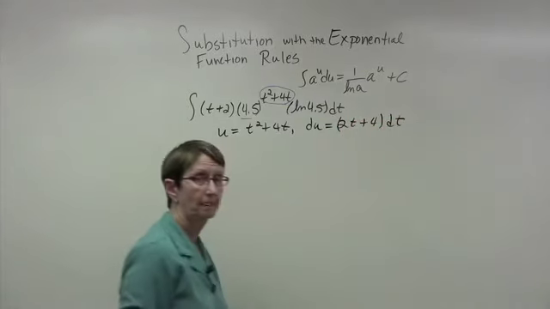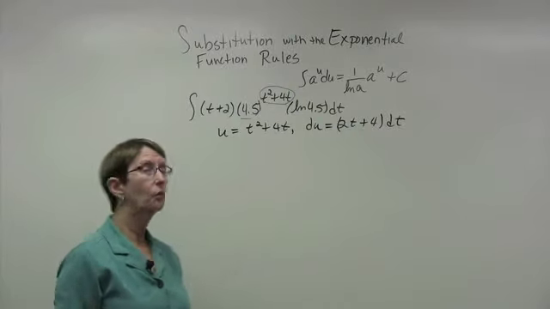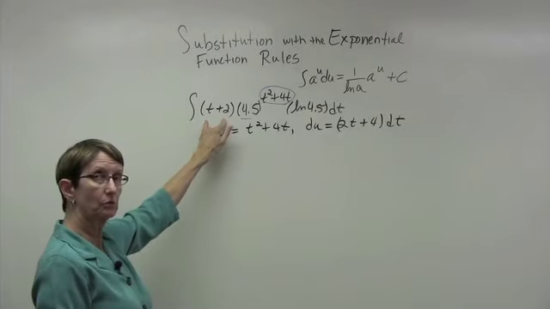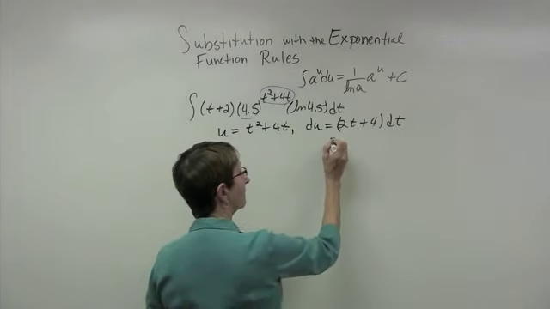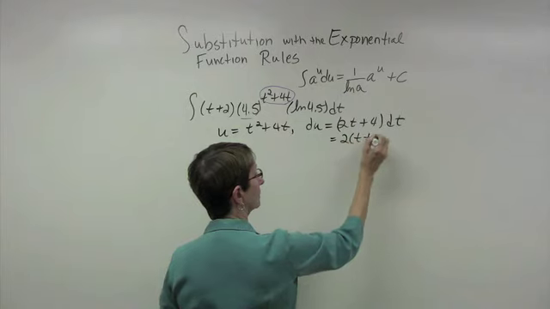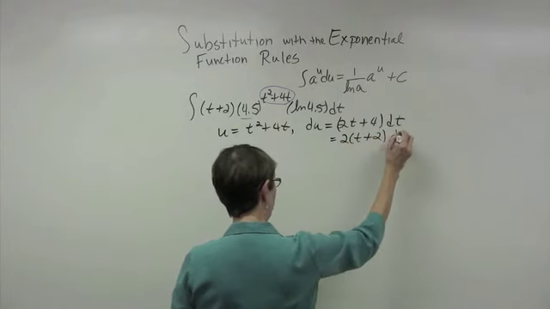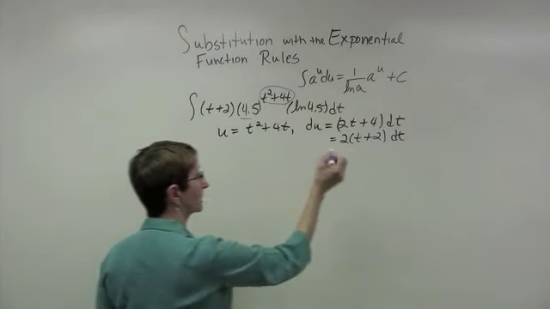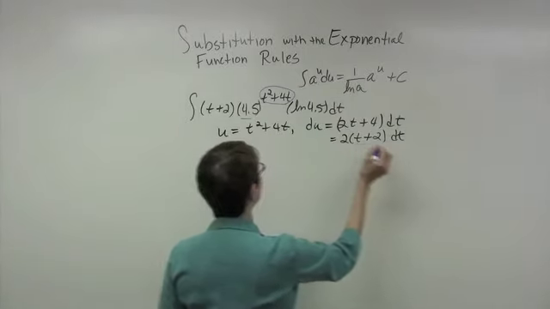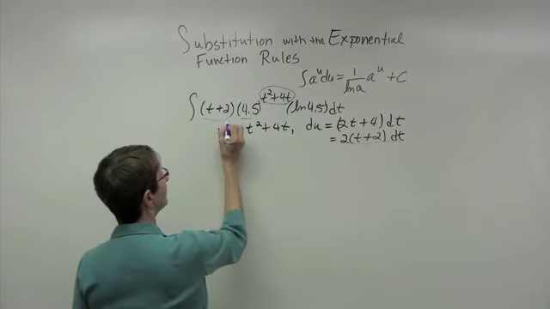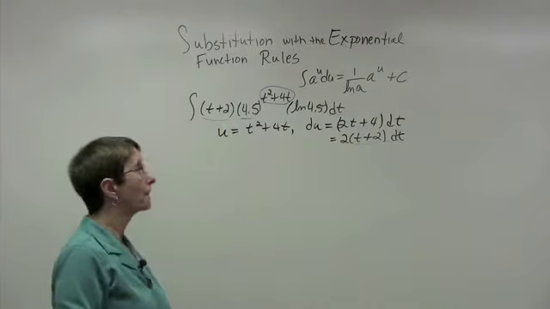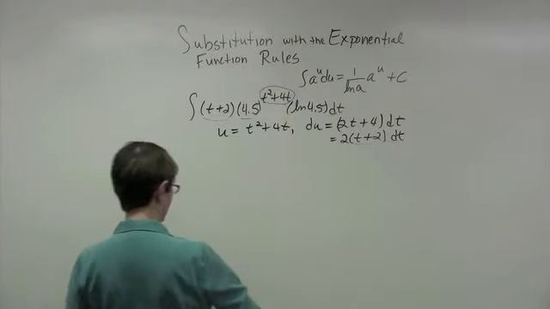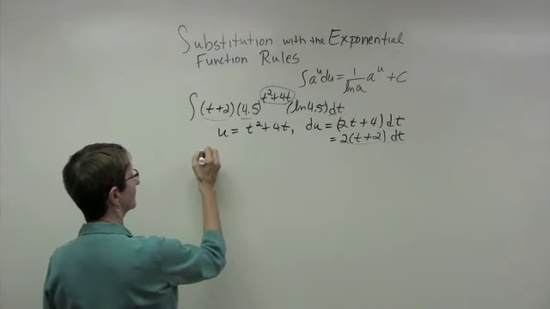Now, when you look back in the integral, we don't have a 2t plus 4, but we do have a t plus 2. So if I factor out a 2 here, I can match up what I have in the integral with what I have for du. I have t plus 2 dt, and over here I have t plus 2 dt. What I don't have is a 2. So let's come down and put in what I'm missing.